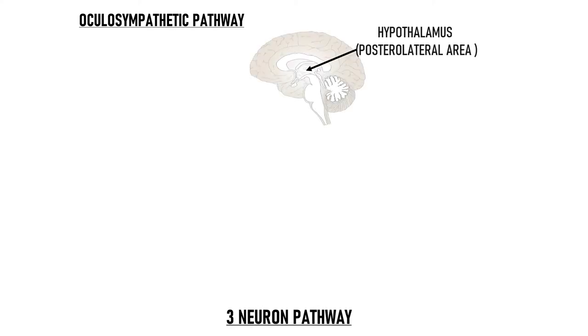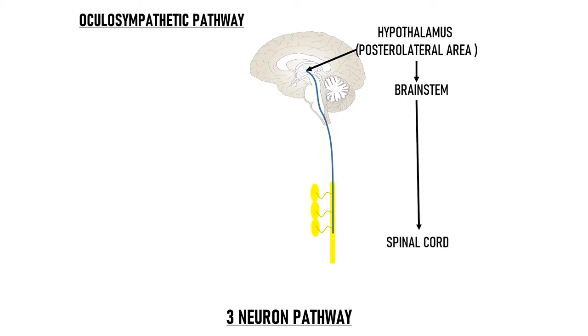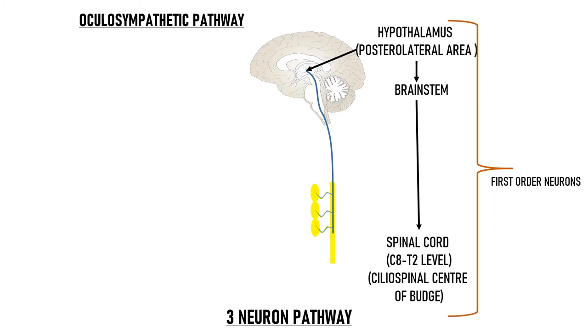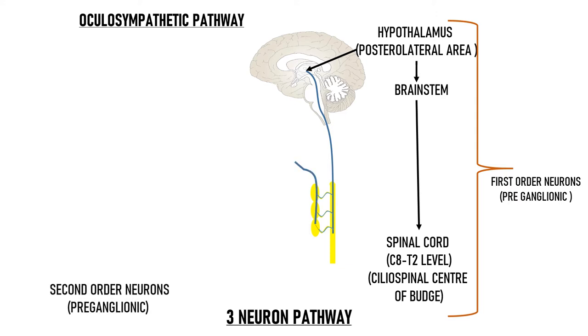First-order neurons originate in the posterolateral area of the hypothalamus. Then they descend uncrossed through the brainstem, and they finally reach the spinal cord to terminate at the C8-T2 level. This area of the spinal cord is known as the ciliospinal center of Budge. These first-order neurons are preganglionic neurons. From the ciliospinal center of Budge, second-order neurons arise. These are also preganglionic neurons because no synapse of nerve fibers has taken place yet.